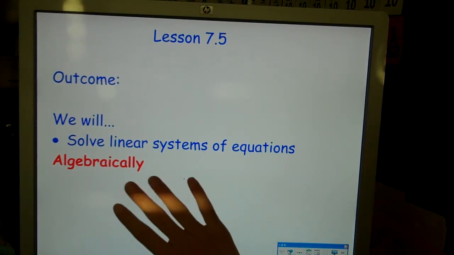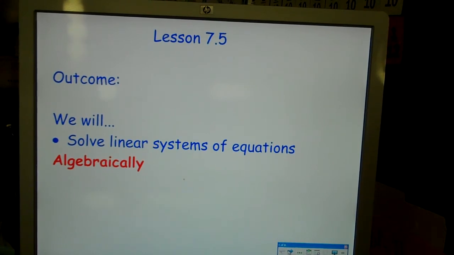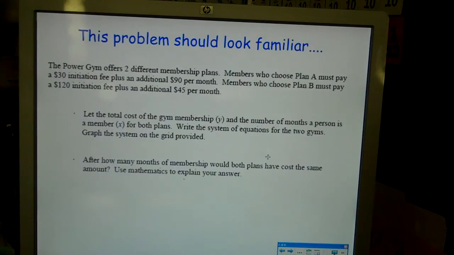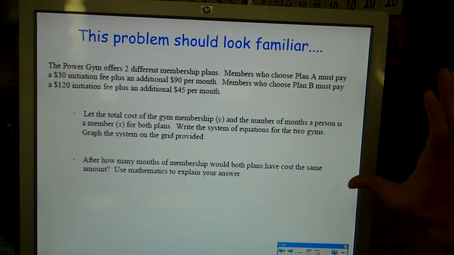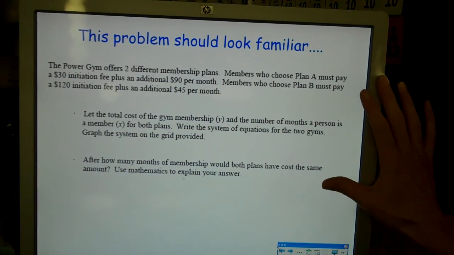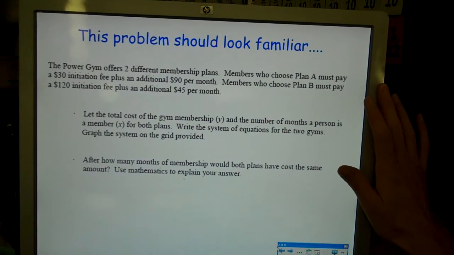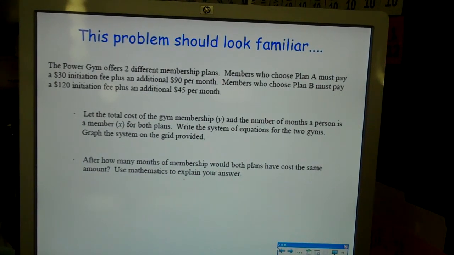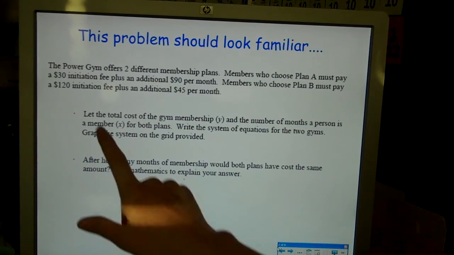Alright, so we're going to do it algebraically this time. We have done it graphically, we've used combinations, we've used substitution, and now we're going to do it algebraically. So I want you to take a moment and pause your screen and read this scenario. It should look very familiar when you're finished reading. Okay? And I'll read it out loud.